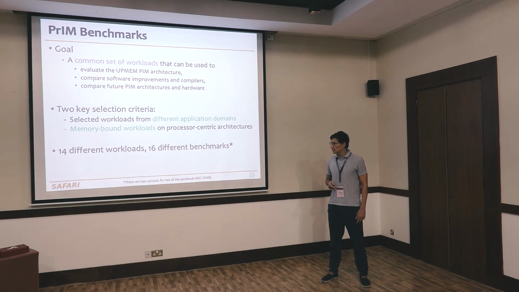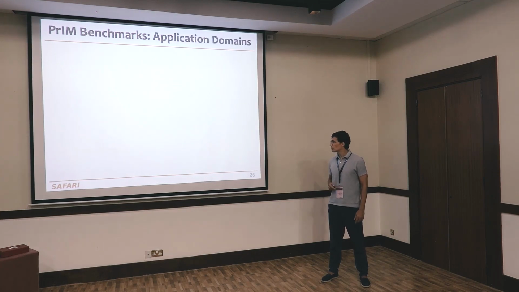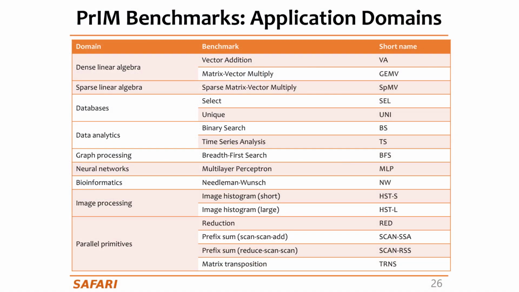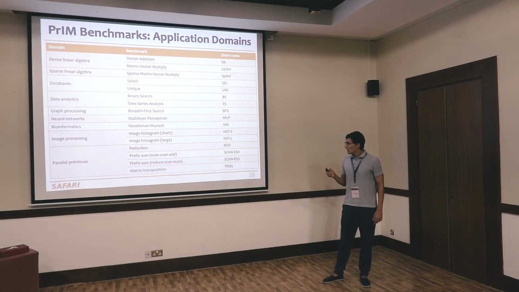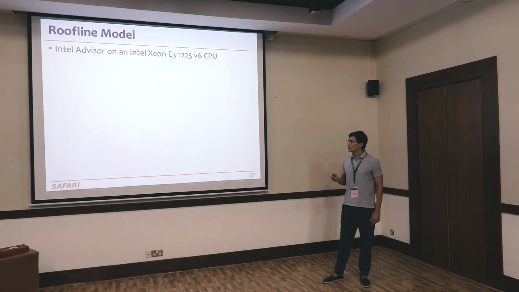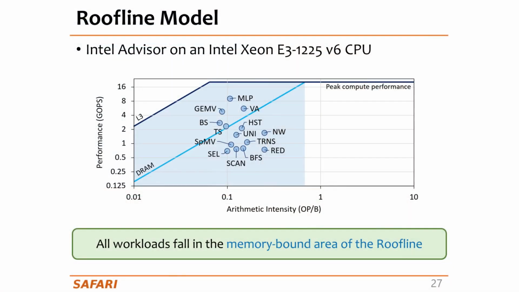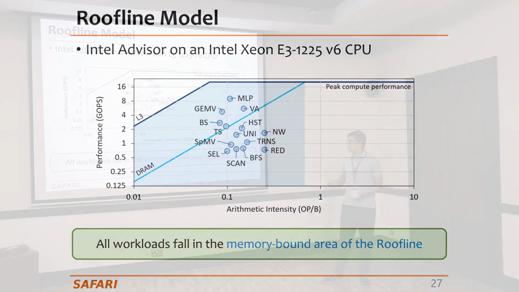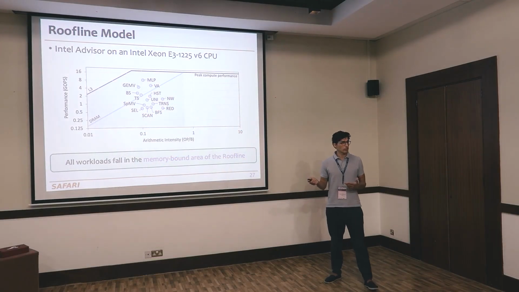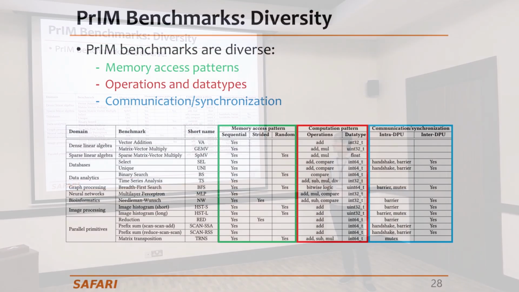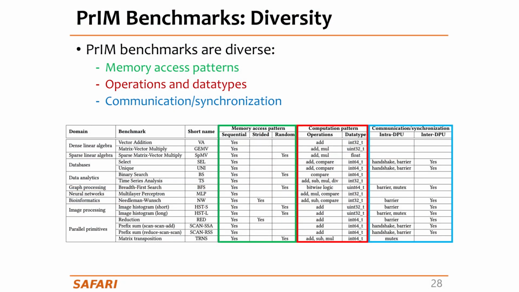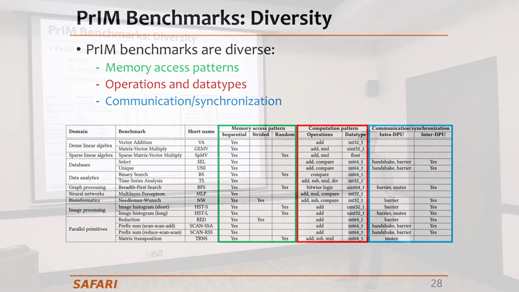In total, as you will see, there are 16 different benchmarks. In total, 14 different workloads because we have two versions of two workloads. And this is the entire list of workloads. As you can see, we have things like dense linear algebra, sparse linear algebra, databases, data analytics, etc. We did a lot of analysis of these. So first of all, showing that all these workloads are highly memory bound. They all fall in the memory bound area of the roofline of an Intel Xeon CPU, and they are diverse in terms of memory access patterns, sequential, strided, random operations, and data types, and communication and synchronization needs.